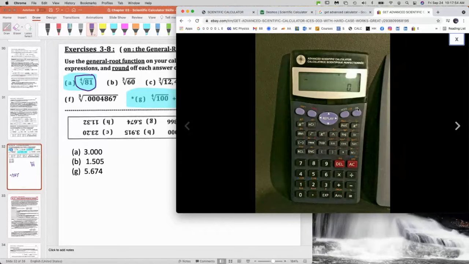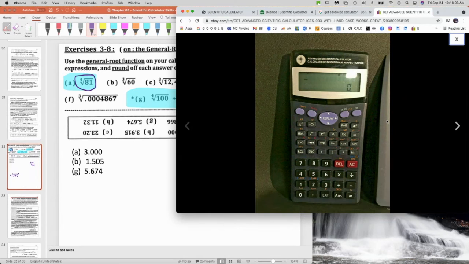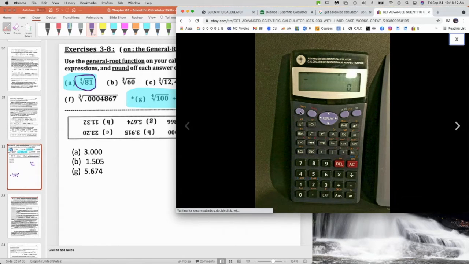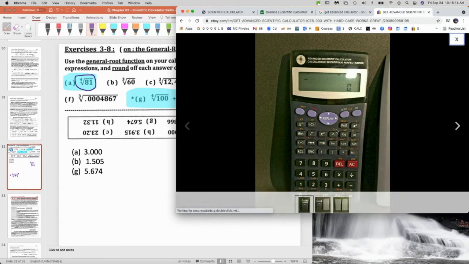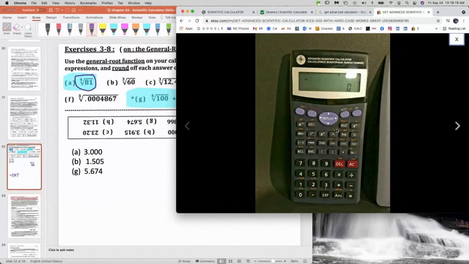So Cameron, your situation, I believe, is very similar to Sheldon's, so whatever I told Sheldon, you're going to get the same speech now. You're going to type in 81. Okay, Cameron, you're there, right? Type in 81. Type in shift. Type in the button here because it's right here in yellow, the general root button. Then type the 4 and equals. Let me know if you got it in the chat.